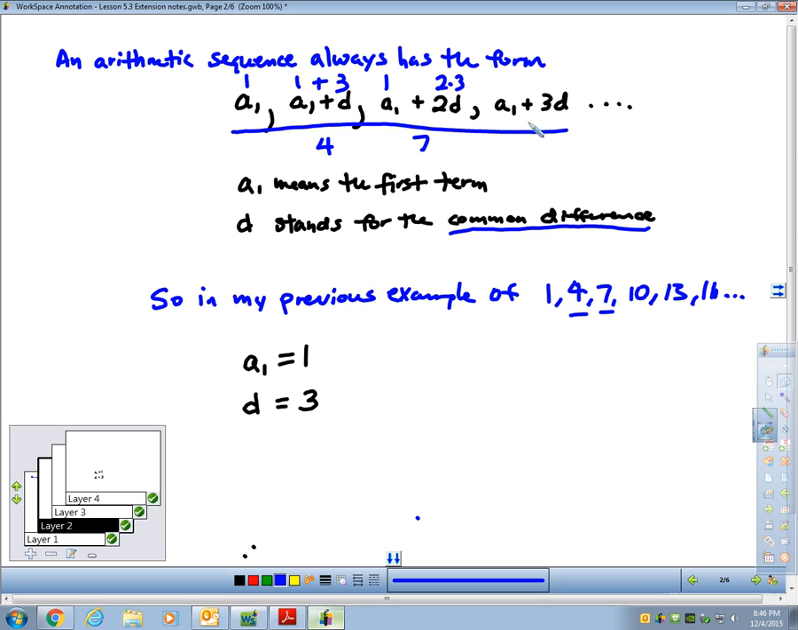And then look at the third term here. A sub 1 is 1. If I add on 3 times the difference, which is 3, can you see how I'm getting 10 out of that? So hopefully that symbolism makes sense now. An arithmetic sequence always has that form.